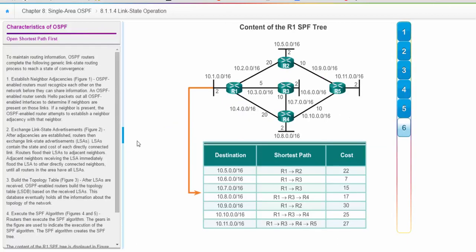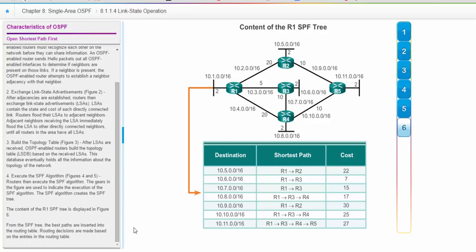So to maintain the routing information, your OSPF routers complete the following generic link state routing process to reach a state of convergence. First, it establishes your neighbor adjacency, and that basically means who am I physically connected to, who's my neighbor. Then it exchanges link state advertisements, and this is done after the adjacencies are established. The link state advertisements contain the state and cost of each directly connected link.